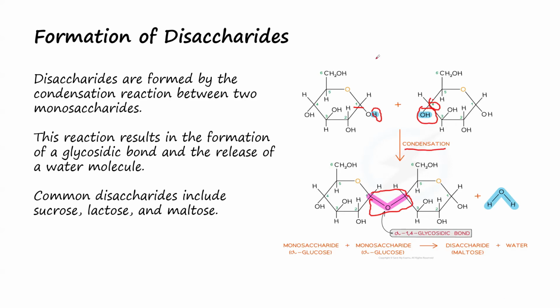So you see, for monosaccharides to join to produce a disaccharide, a glycosidic bond must be involved. Here we have one monosaccharide, alpha glucose, plus another alpha glucose joined together to produce a maltose with the release of a small molecule, which is water. So this is a condensation reaction. Common disaccharides include sucrose, lactose, and maltose.